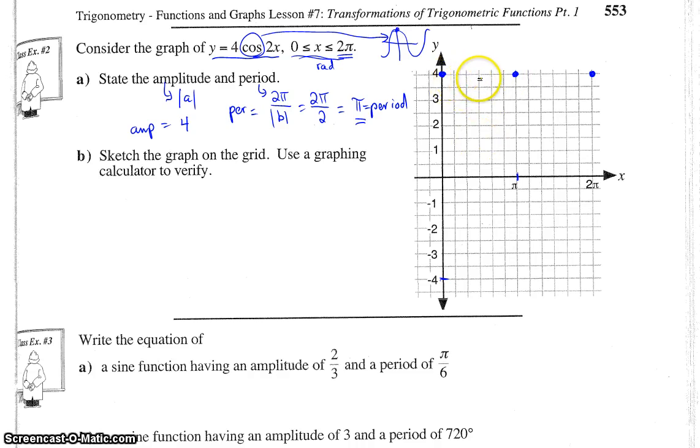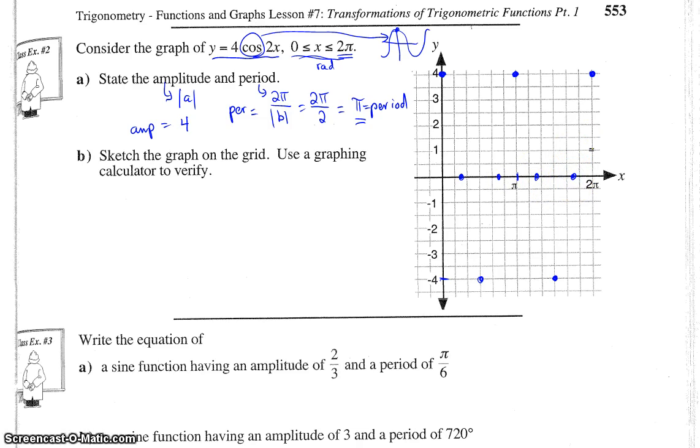So we have 1, 2, 3, 4, 5, 6 squares. So at 3 squares, we should be at our minimum of -4. All right, and again, between these two values, we should be at a minimum of -4. And then we can even get a little better, halfway between the top and the bottom, so 1.5 squares, we should be halfway between those, so at 0. Okay, so fill in a couple more points there, just so we can get a little more accurate here. All right, that looks good.